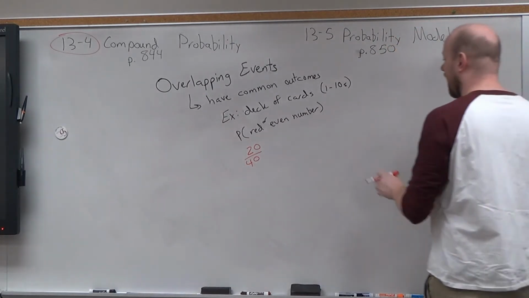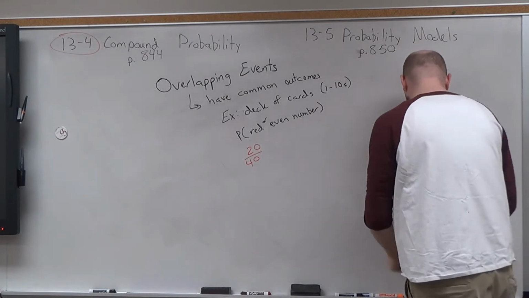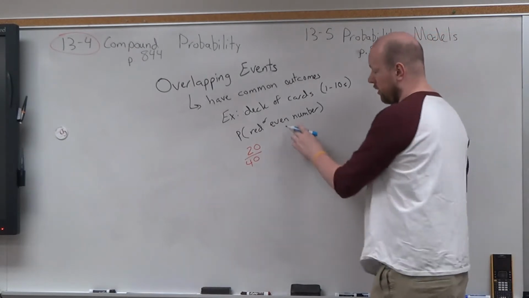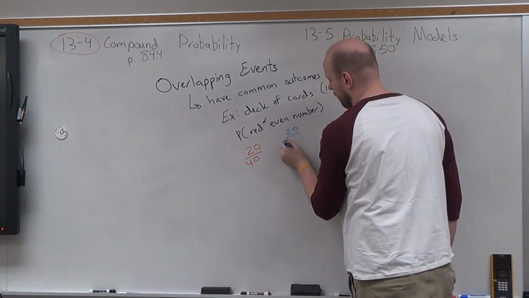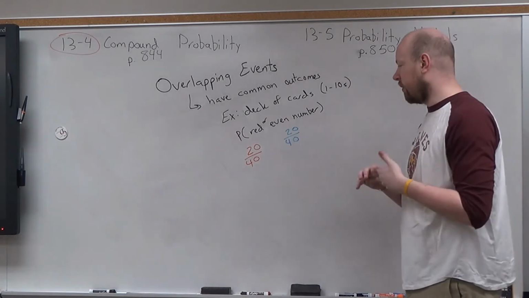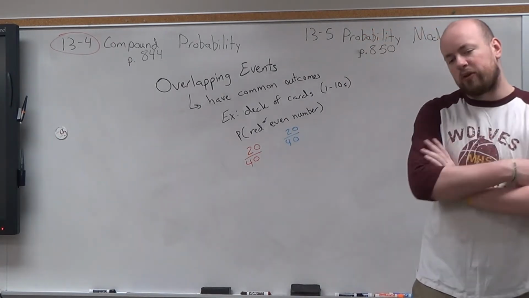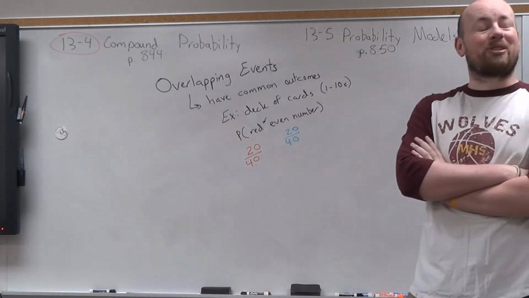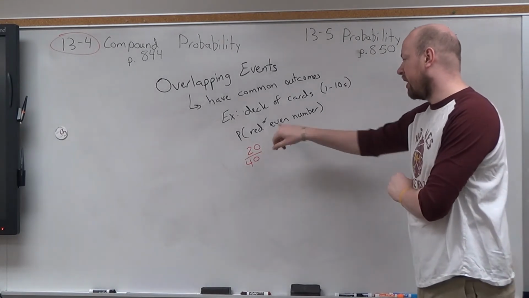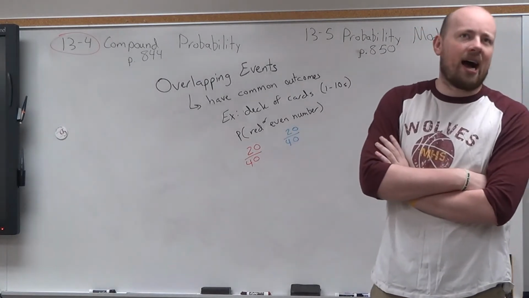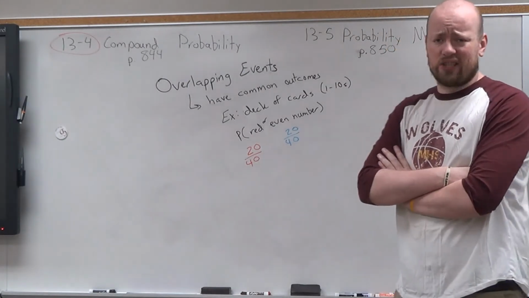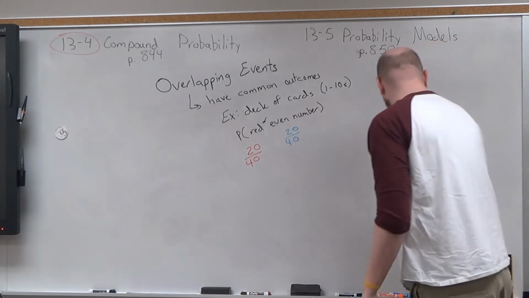Now, of that, there are 20 that are even numbers. Okay. Now, if I were to add them, 20 plus 20, I would get 40 out of 40, which would be 100%. But there is a possibility that I could get a black card or an odd number, an odd black card, so it can't be 100%. So our formula has to change for overlapping events, and it actually does.